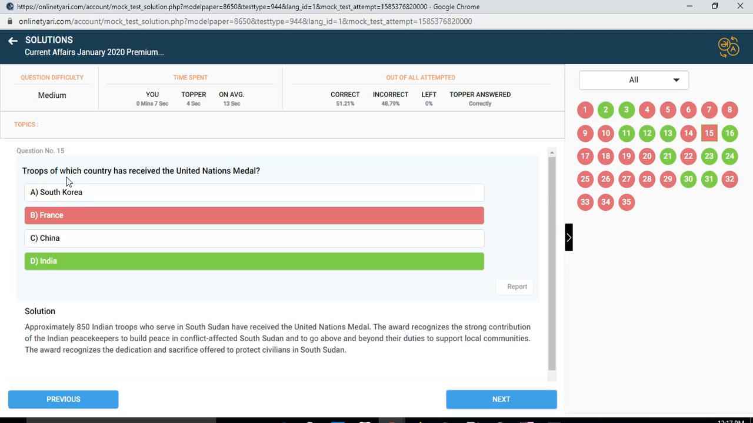Troops of which country have received a United Nations medal? India. Approximately 850 Indian troops who served in South Sudan have received the United Nations Medal. The award recognizes the strong contribution of the Indian peacekeepers to build peace in conflict-affected South Sudan, going beyond their duty to support the local communities. The award recognizes the dedication and sacrifice offered to protect civilians in South Sudan.